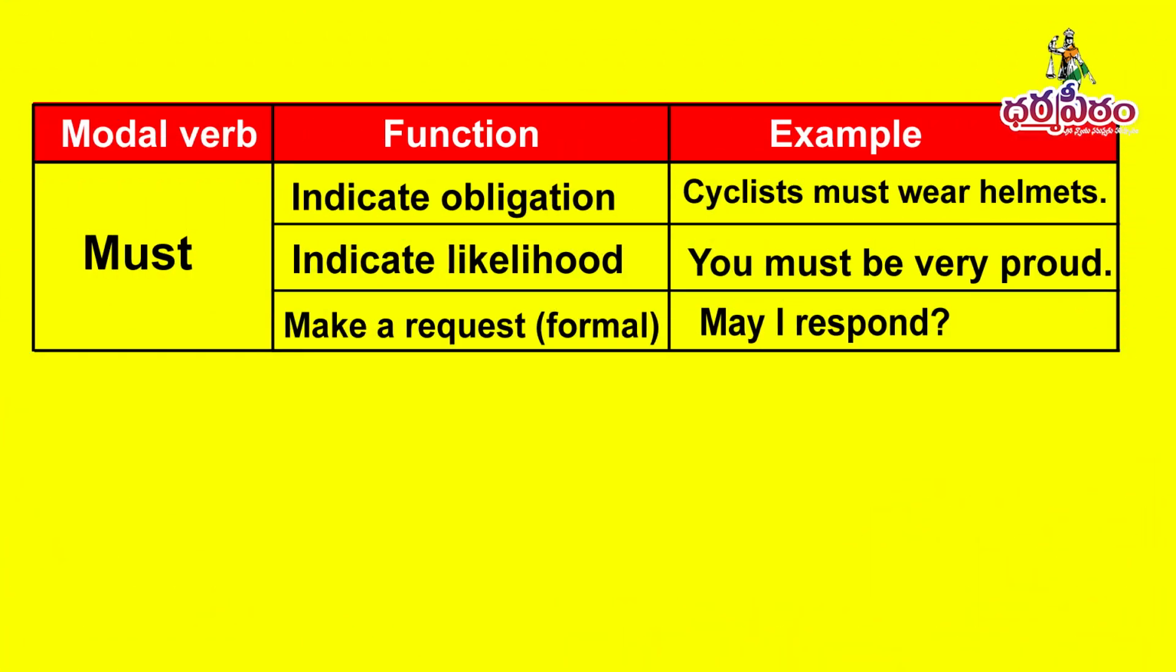The next one is must. We know must is usually used as a replacement for should as well. So must actually indicates an obligation. Obligation means something that has to be done, has to be followed. We usually say, cyclists must wear a helmet, which means wearing a helmet is compulsory for cyclists. It cannot be avoided. That is what we call the obligation.